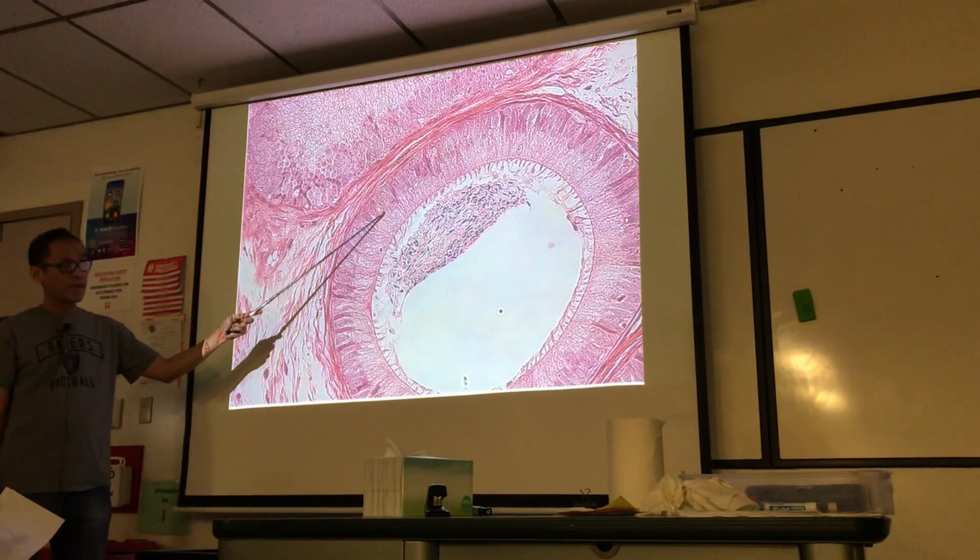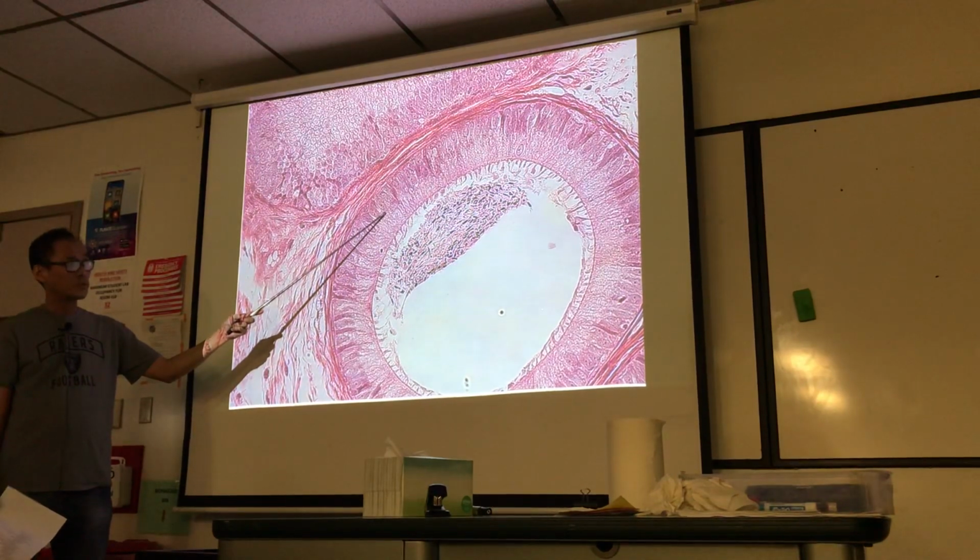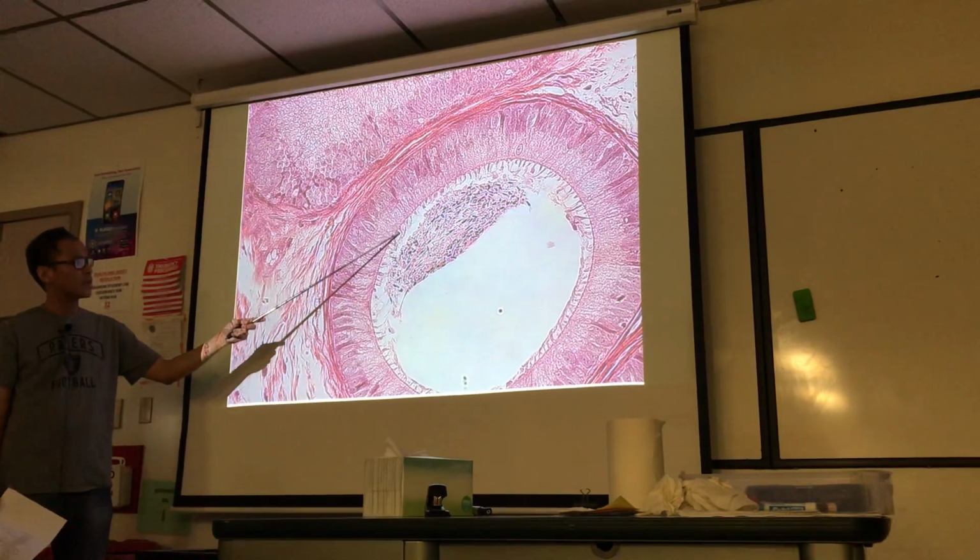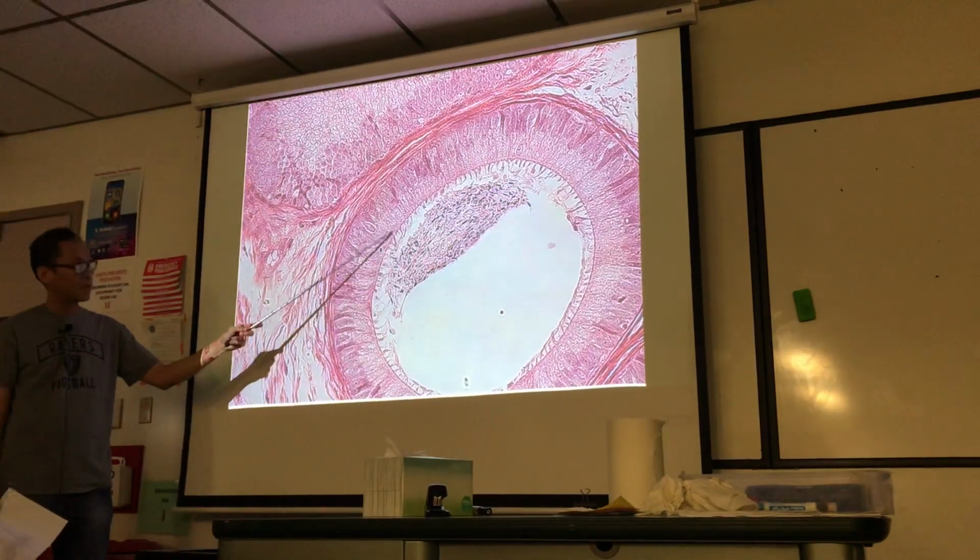This tissue is a pseudostratified columnar epithelial tissue with the stereocilia to help beat the sperm. This is epididymis.